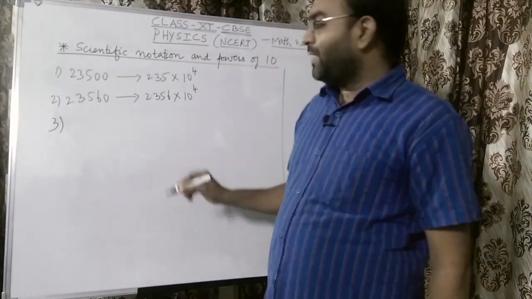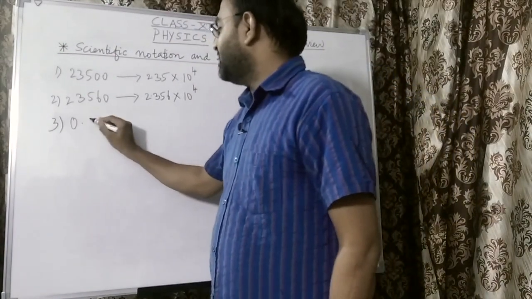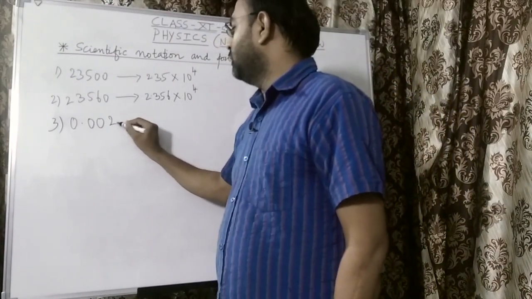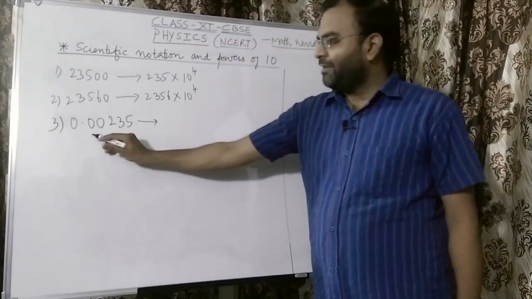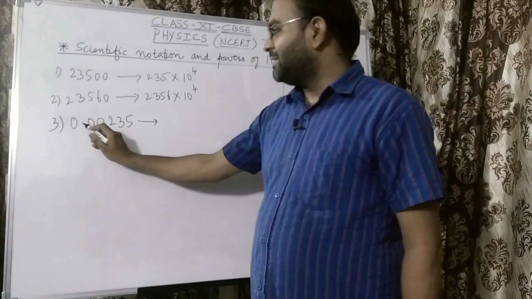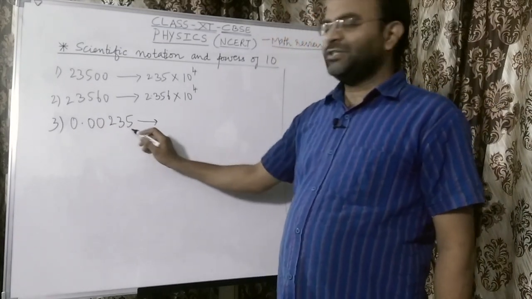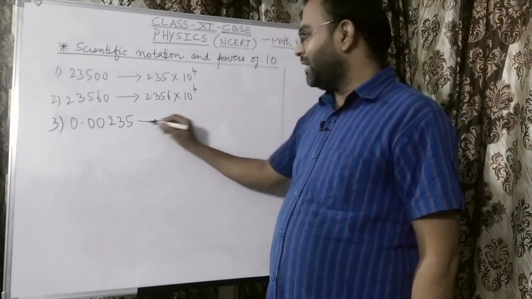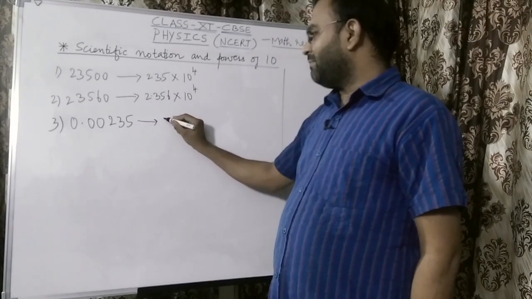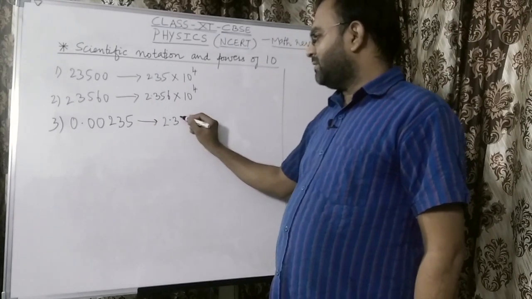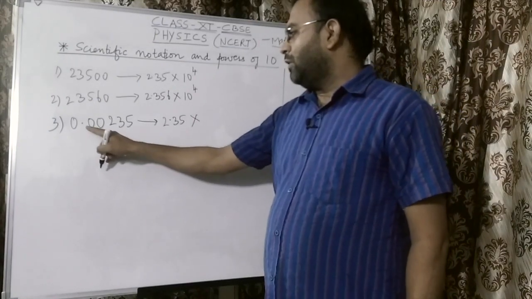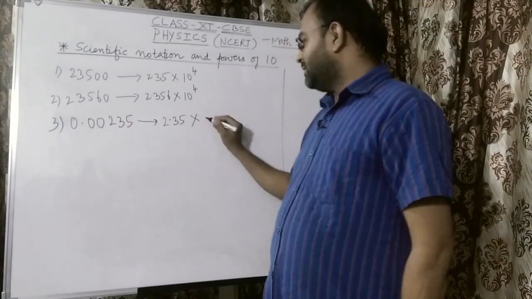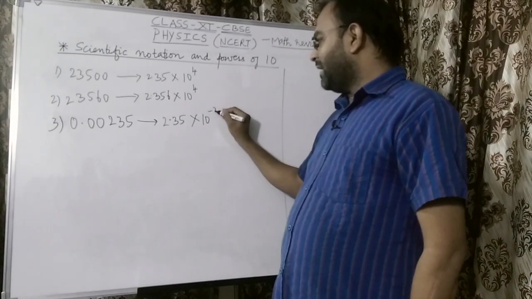Right. Suppose we have a number that is, let's say, 0.00235. Now, there are 5 digits after the decimal point, but the significant digits are again 3 digits, so we have to retain those digits. So this number can be written as 2.35 multiplied by 10 raised to minus 3.